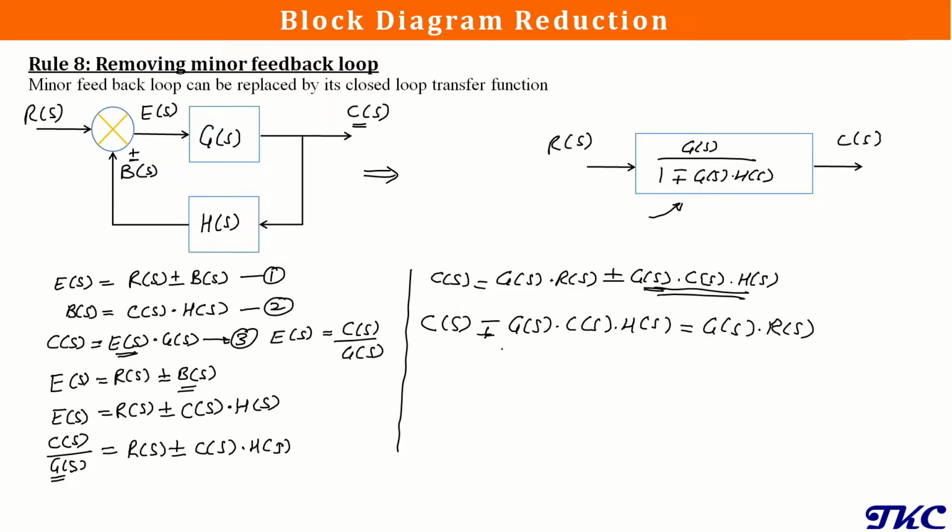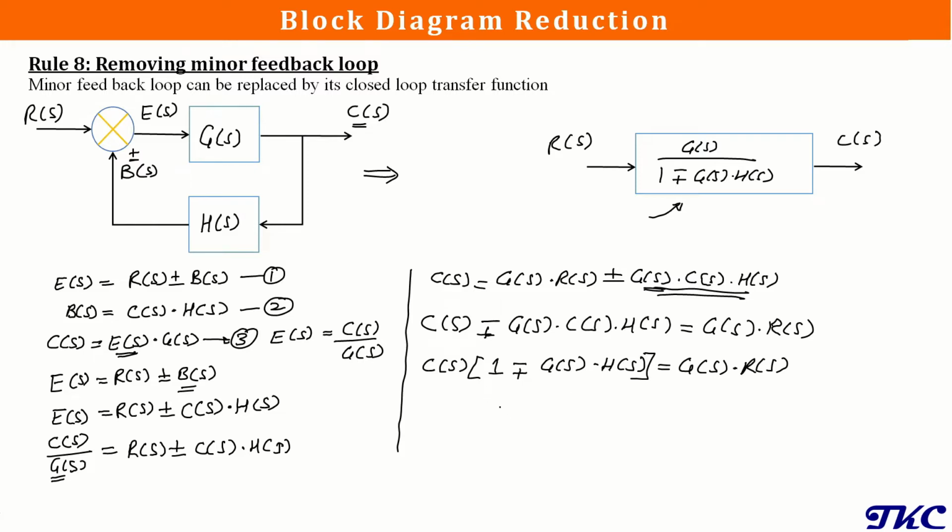Now from this left-hand side we can take out C of S, that is the output, common. So it will be 1 minus plus G of S into H of S. Right-hand side will be the same as G of S into R of S. Here we will put it in a bracket.